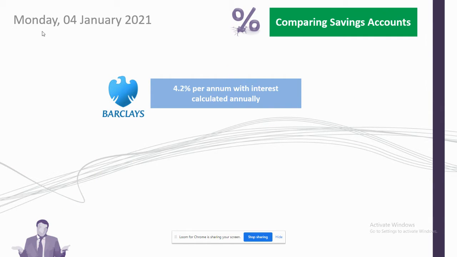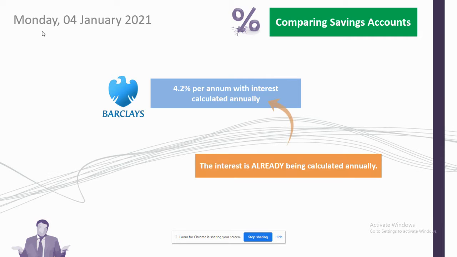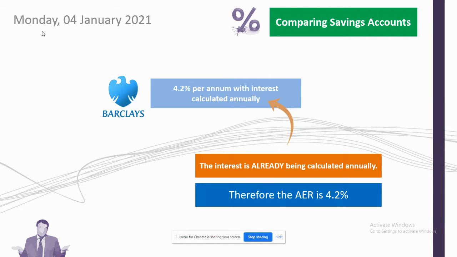Okay, start with Barclays. Well, 4.2% interest calculated annually. Well, this is the definition of AER. It wants to know what your percentage interest rate will be if it is calculated annually. So you can simply say the AER for Barclays is 4.2%.